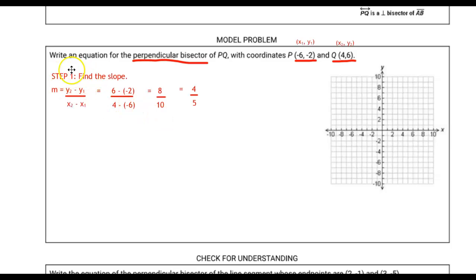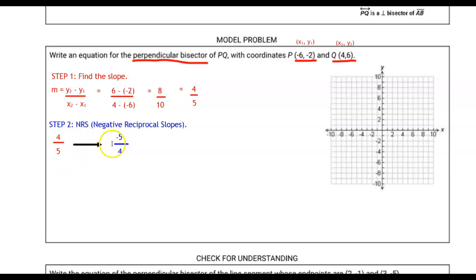All right, the first step is to find the slope, and we found the slope very easily. That slope is 4/5. Remember that next step is, since it's a perpendicular bisector, we need NRS, which stands for negative reciprocal slopes. That's a pretty easy step. We took 4/5, which was the slope of the original line segment, and we turned it into its negative reciprocal by flipping it upside down and changing the sign from positive to negative.